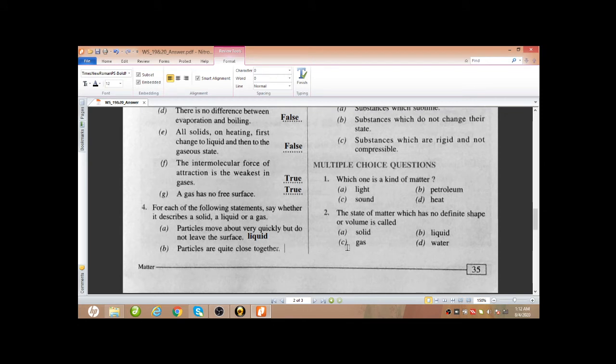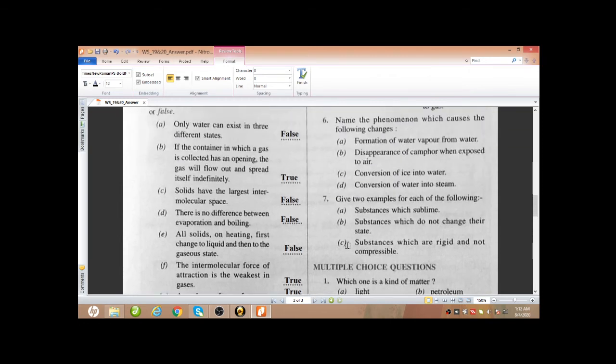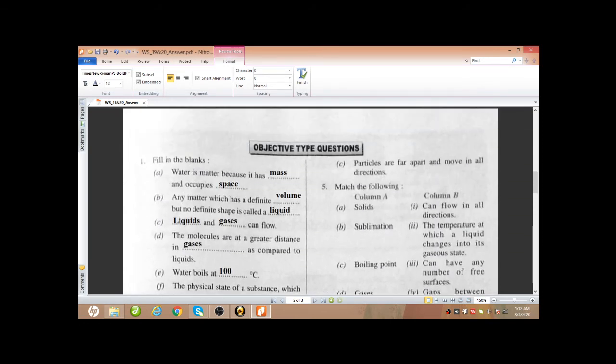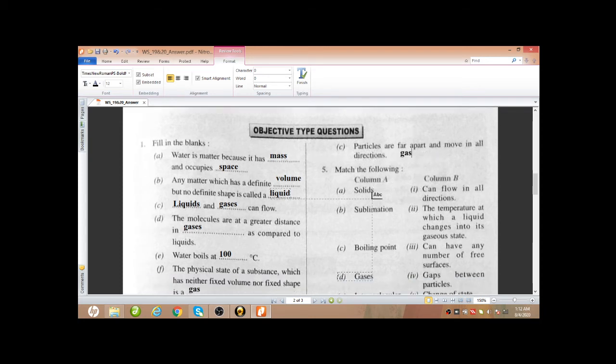Okay, next, particles are quite close together. This will match with the solid definitely. Particles are quite close to each other. Next, particles are far apart and move in all directions. This will be gas. So gas particles are far apart and they can move in all directions.